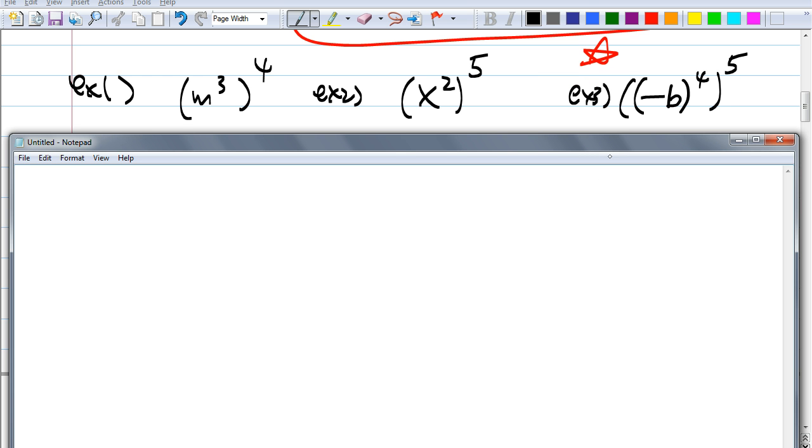So try this example. I have 3 examples for you. Example 3, I put a star on that one. First, example 1 says m to the 3rd, the whole thing to the 4th power. Example 2, x squared to the 5th power. And example 3, negative b, quantity to the 4th, and the whole thing is now raised to the 5th power. So go ahead and try these, okay?